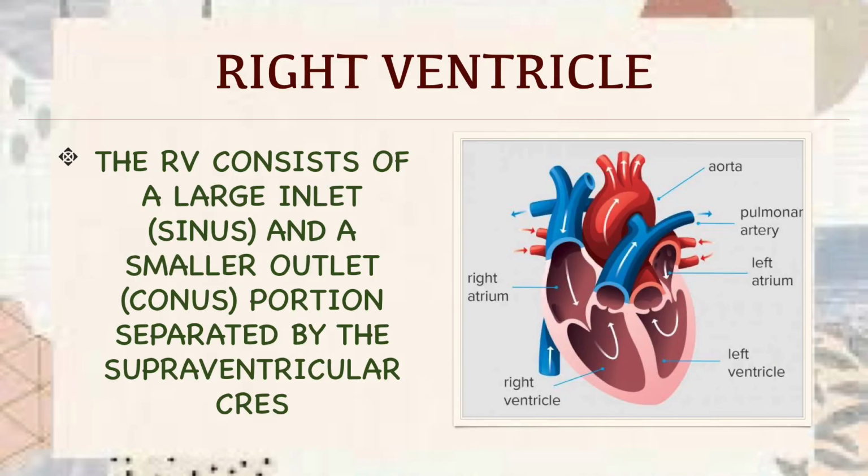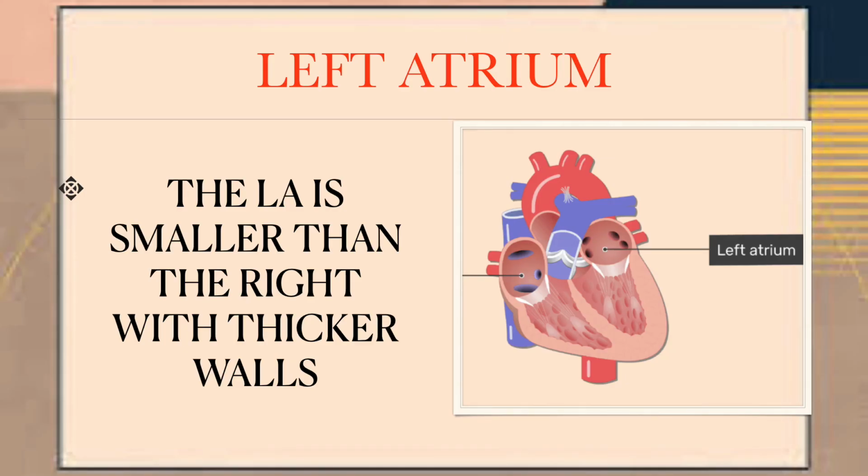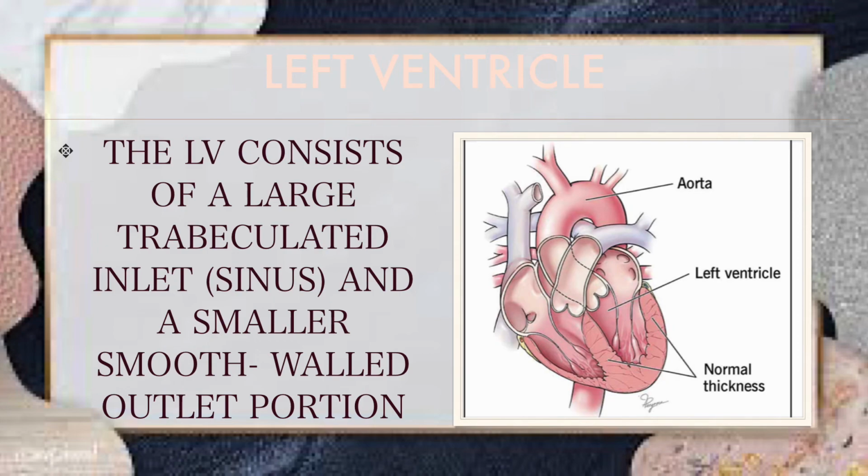Right ventricle. As shown in this figure, the right ventricle consists of a large inlet sinus and a smaller outlet conus portion separated by the supraventricular crest. Left atrium. The left atrium is smaller than the right with thicker walls as shown in this figure. Left ventricle. The LV consists of a large trabecular inlet sinus and a small smooth-walled outlet portion. Left ventricle as shown in this figure.